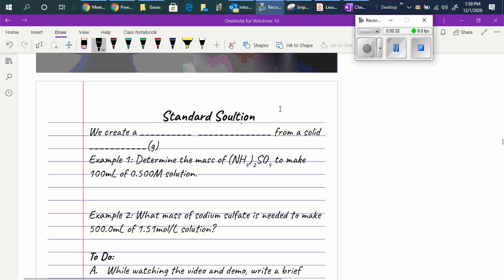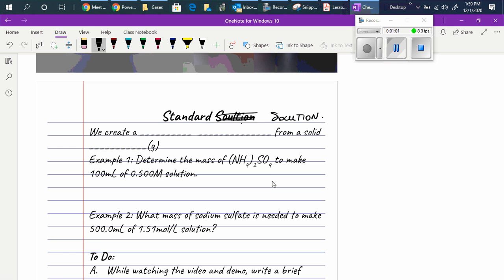In lesson 1, we dealt with all those concentrations in industry, molar concentration, and all the ion concentration and all that stuff. Now this is in a lab setting where the job is to create a standard solution. When we create a standard solution, we create a stock solution from a solid mass, and the mass is in grams.